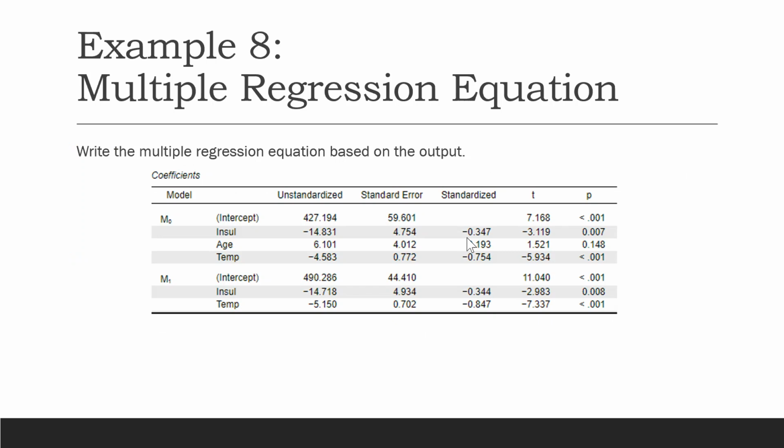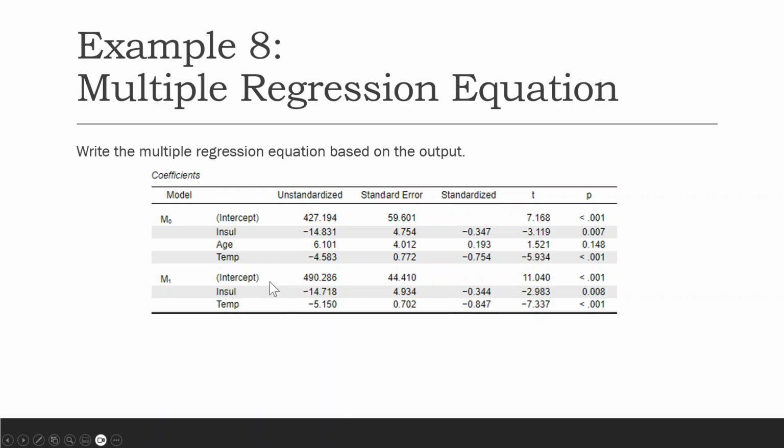All right. And so what we're going to do in this example is look at that last model and write the multiple regression equation based off of the output. And then we're also going to see which of the significant predictors are more important to this model. Of course, they're both significant, but the level of significance can be determined by the standardized regression coefficient.